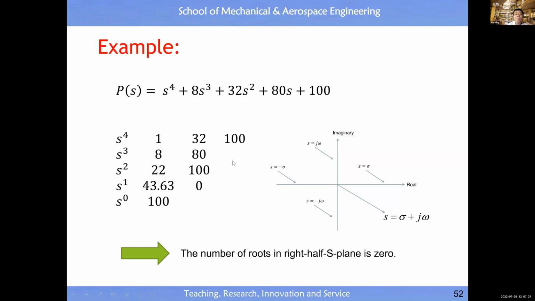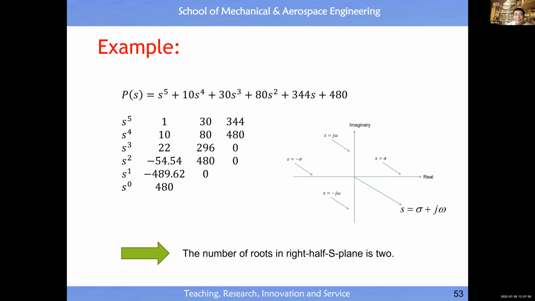All right. Then the conclusion is when all the elements inside the first column have the same sign, that means there's 0 change of the sign, then this system is stable. Then we use this conclusion as a design tool to determine the value of a certain parameter which will make the number of sign changes in the first column to be 0. That's it. So this is a very simple tool.